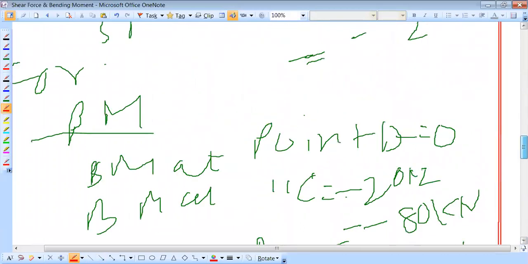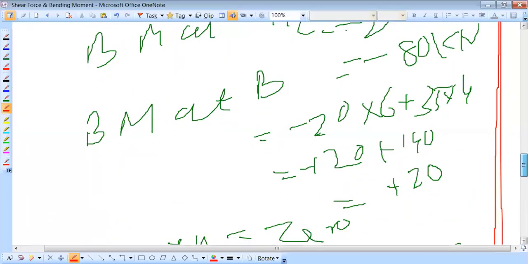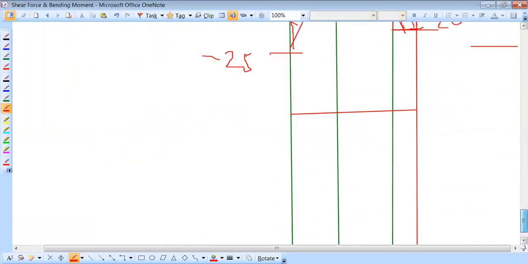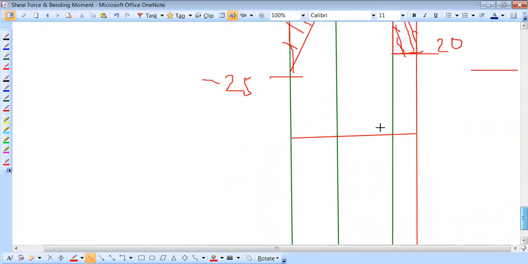BM at point A is equal to 0, and at C it is equal to minus 80, then plus 20, 80. So at point C it is minus 80. That means a straight line from here to here, because this is a point load, that is the 80. So this portion is taken and the value written here is minus 80.